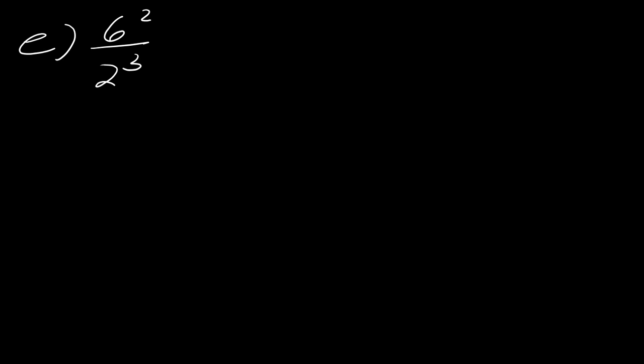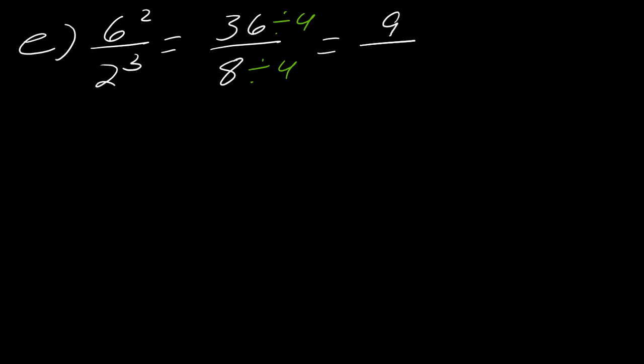Okay, now here with e, we can't necessarily use an exponent rule with this. We would just have to evaluate it as is. 6 squared is 36. 2 to the third is 8. But notice here you can actually make some cancellations. Both of these are divisible by 4. So if I divide this by 4 and divide this by 4, I'm going to get 9 over 2.